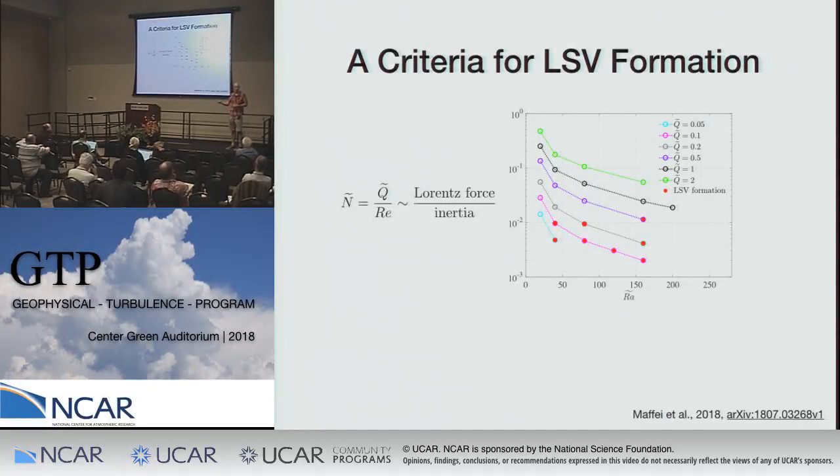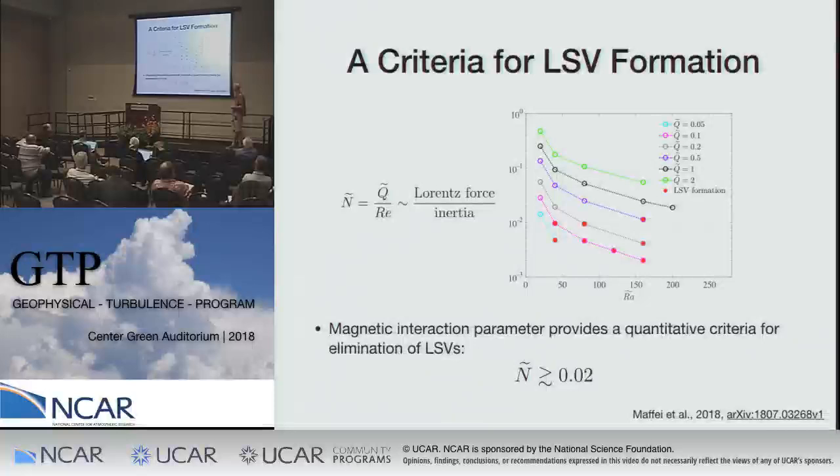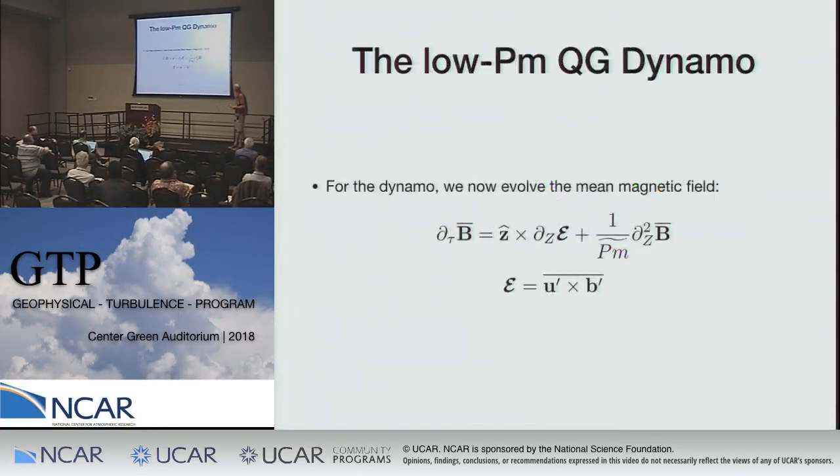you have no dipole anymore. So that does not dominate the flow. So the LSV is eliminated for interaction parameters greater than about 0.02. So very weak magnetic fields can eliminate this large-scale vortex.